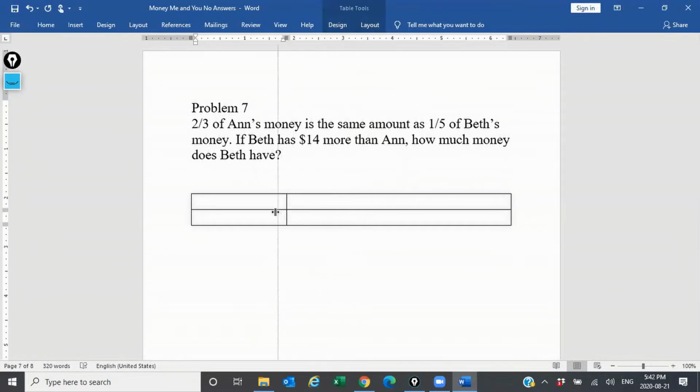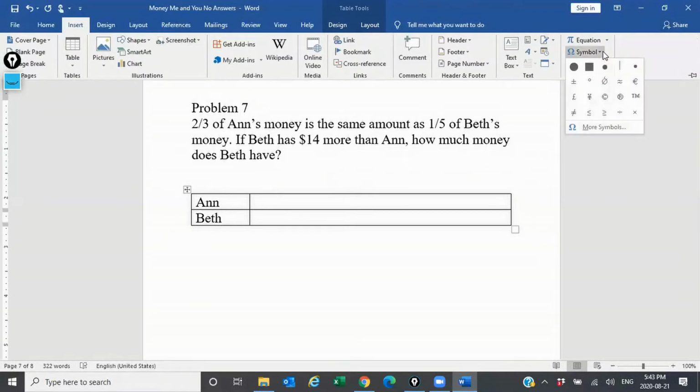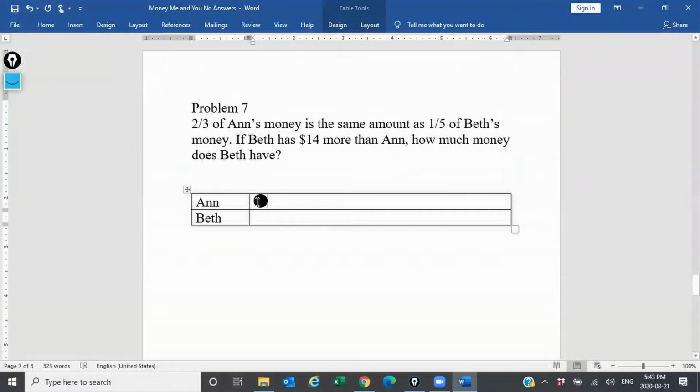Our table, just make it like this. Here's Anne's side and Beth's side. Here we'll be displaying Anne's money, and here will be Beth's money. Okay, so first, there, that will represent 1/3. She has 2/3. Let's make another. Okay, there's another one that represents her 2/3.